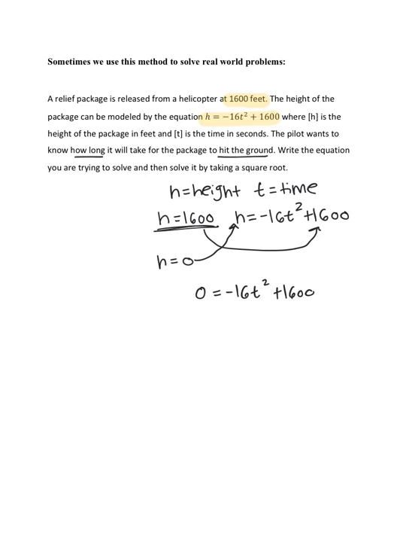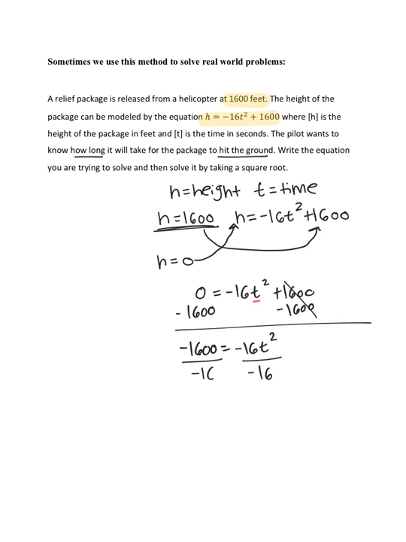So it wants me to use the square root method, which means that the T squared right here needs to be all by itself. So I'm going to start by subtracting 1,600 from both sides. So this gives me -1,600 equals -16t squared. Then I want to get the -16 away from the t squared, so I'm going to divide both sides by -16. So these are going to cancel. -1,600 divided by -16 is +100, and that's going to be equal to t squared.